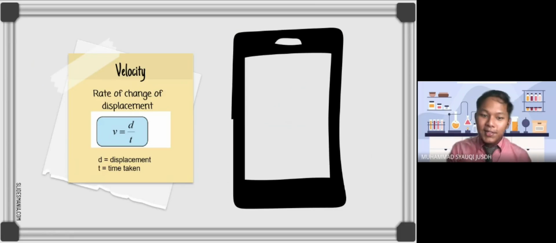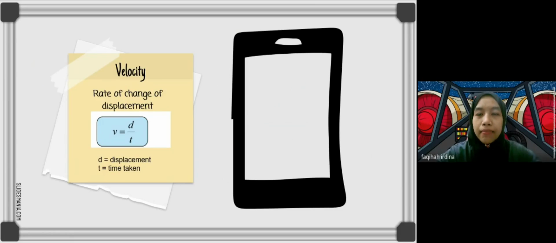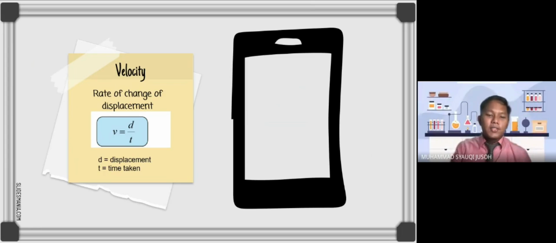Do you understand, students? Yes, sir. Okay, good. So now we will move to velocity. What is velocity? Velocity is rate of change of displacement. The formula for calculating velocity is displacement divided by time taken. Unit for velocity is meter per second.